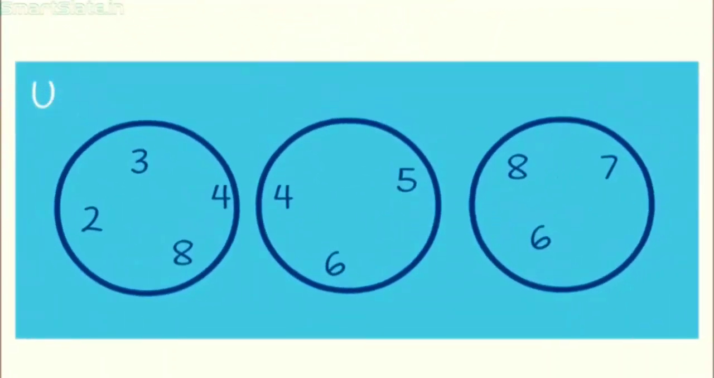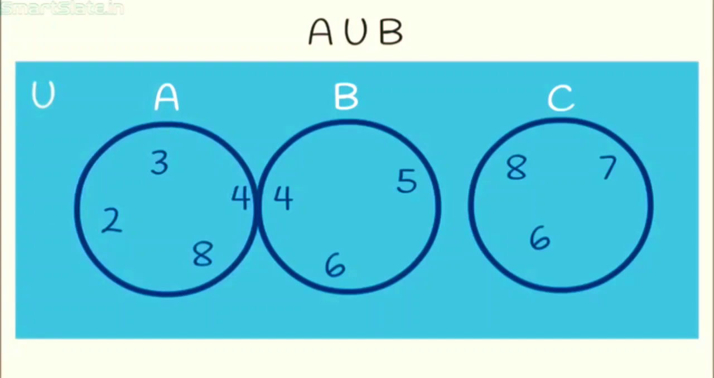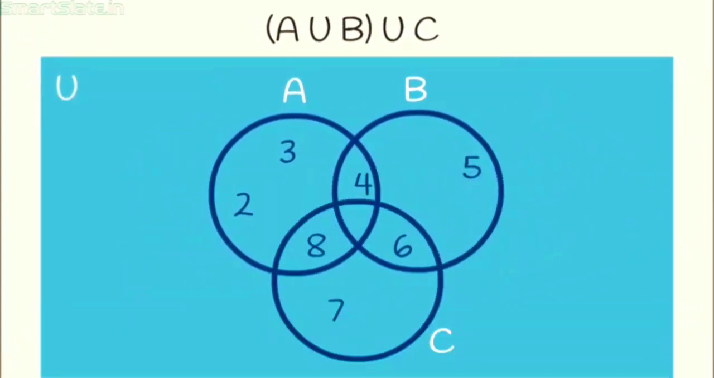Let's take an example. Set A consists of 2, 3, 4, 8, and B consists of 4, 5, 6, and C consists of 7, 6, 8. Now we are going to find A union B. Here in A union B, the common element is 4, so the combined set is A union B. Now meet element C with A union B.